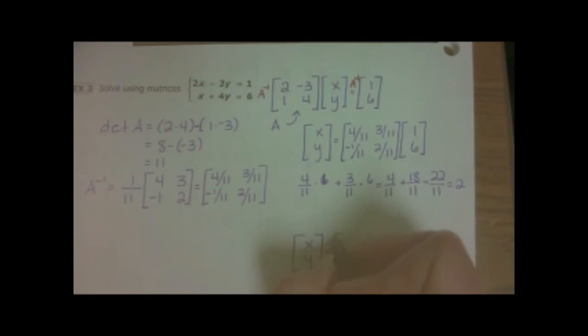So xy equals, here's the 2. You've just got to figure out what y is going to equal. So let's do this row times this column. -1/11 times 1 plus 2/11 times 6 equals -1/11 plus 12/11 equals 11/11 equals 1. And we're done. No decisions were made. This is purely a mechanical calculation. We never had to make a decision.